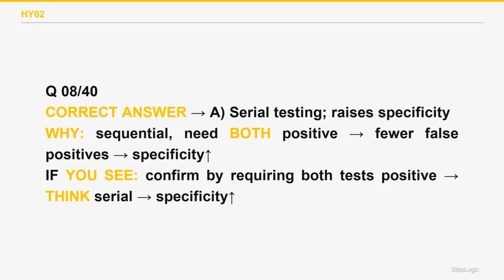Serial testing raises specificity, not sensitivity. Requiring two positives makes false positives rare, which is the opposite of a sensitivity gain. Choice C wrong. Parallel testing, where either positive counts, is the strategy that raises sensitivity, and it is not what is described here. Choice B wrong. Requiring both sequential tests positive is serial testing that raises specificity.